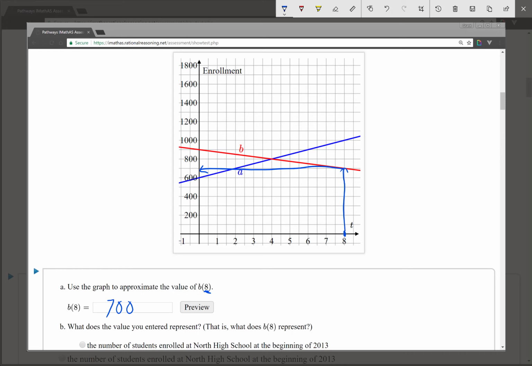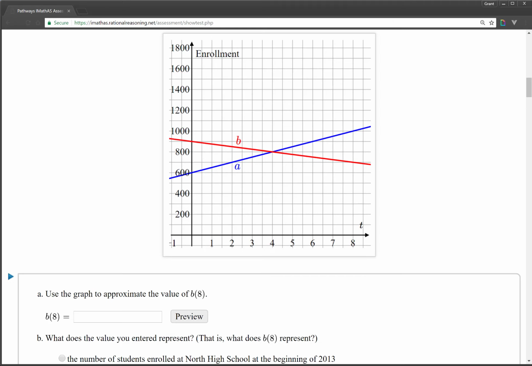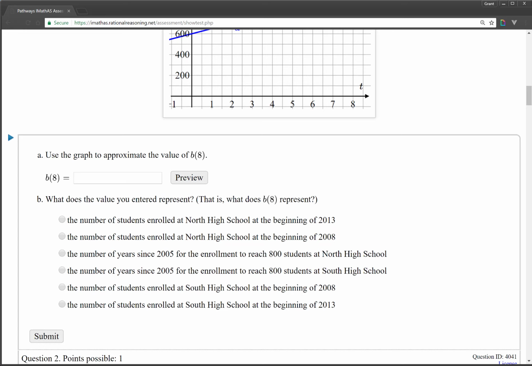Now, t represents a number of years since the beginning of 2005, so if t equals 8, then this is the beginning of 2013. So B of 8 being equal to 700 means that the student enrollment at South High School at the beginning of 2013 is 700. And therefore, the value of B of 8 represents the number of students enrolled at South High School at the beginning of 2013.